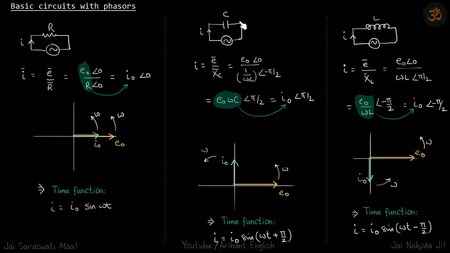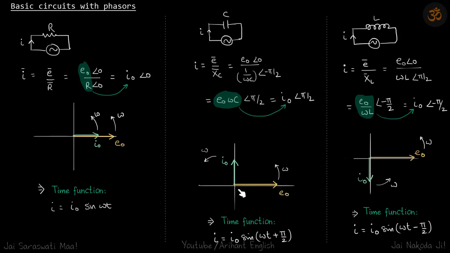Now for the capacitor in a circuit, so current will be E phasor by capacitive reactance phasor. So this is E naught angle 0, and this we have already defined 1 by omega C angle minus pi by 2. So this becomes omega C will go on top, E naught omega C, and this will be 0 minus minus pi by 2, so pi by 2. So this becomes again I naught angle pi by 2. So this time our peak current is E naught omega C.